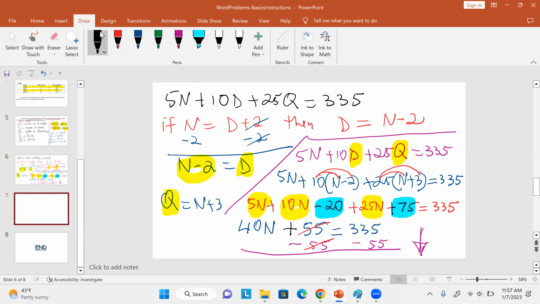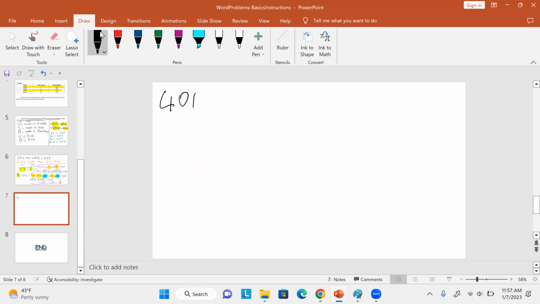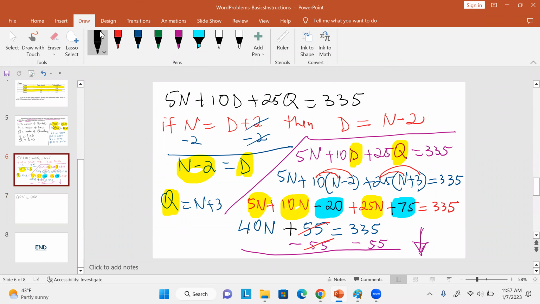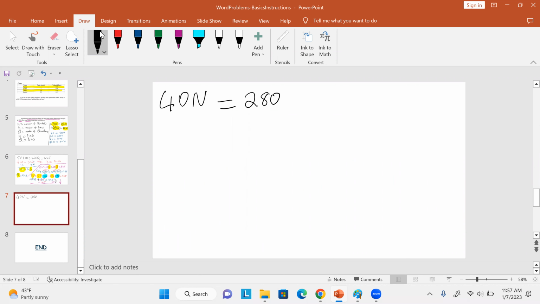So let's go here. We'll continue. We're going to have 40n is equal to 280. Again, 335 minus 55 is 280. Now, how to solve for n? We need to divide both sides by 40 because we need n alone.